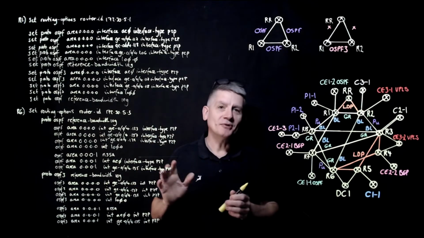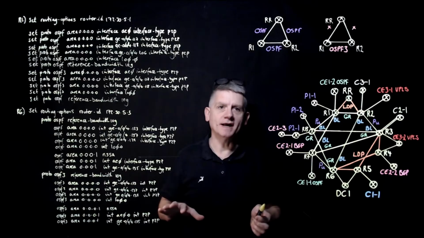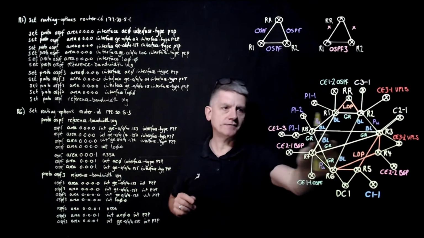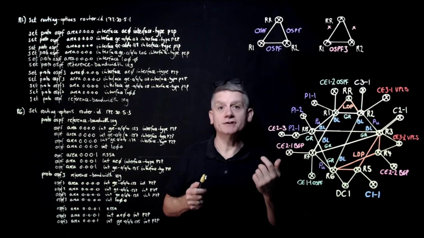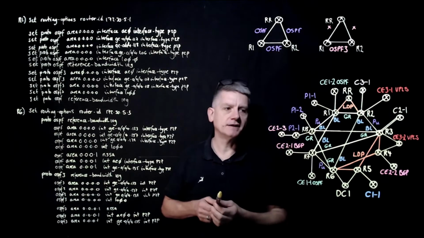Now, we also have OSPF version 3 on everywhere as well, except the route reflector. So version 3 is on everywhere, that's going to be carrying our IP version 6, and version 2 is on everywhere, including the route reflector.